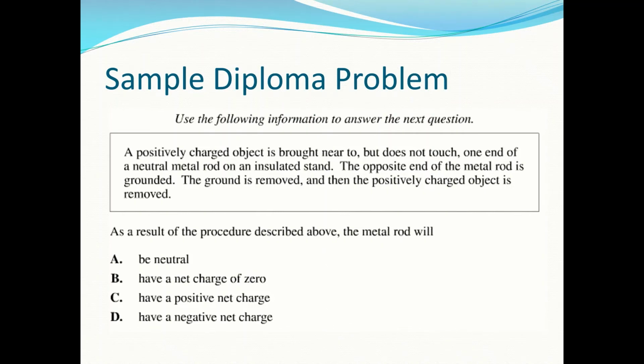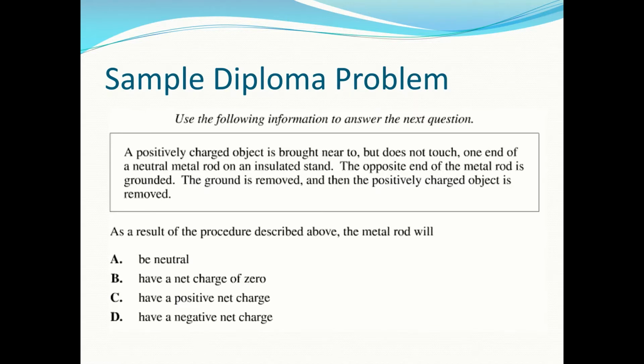So let's start off with some sample diploma questions. A positively charged object is brought near to, but does not touch, one end of a neutral metal rod on an insulated stand. The opposite end of the metal rod is grounded. The ground is removed, and then the positively charged object is removed. As a result... with this question, you've got to draw out what's happening.